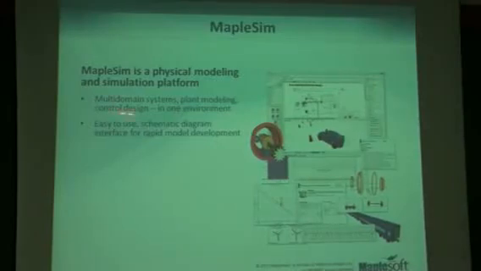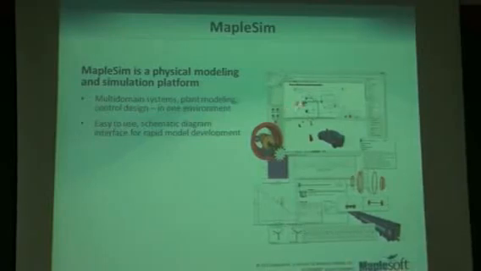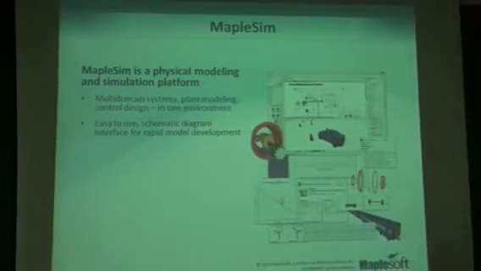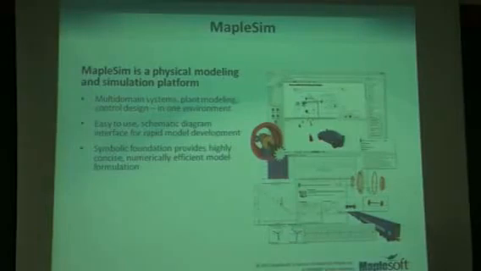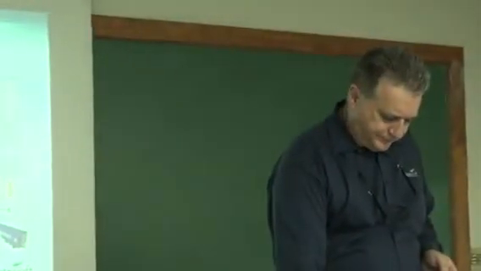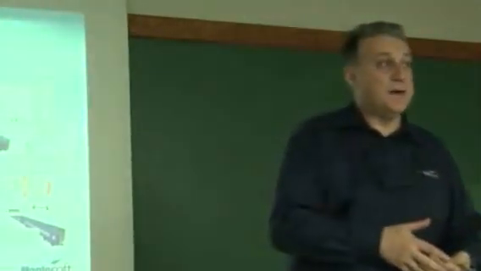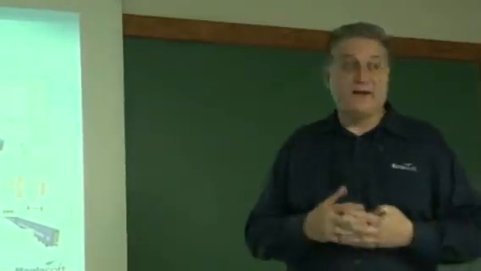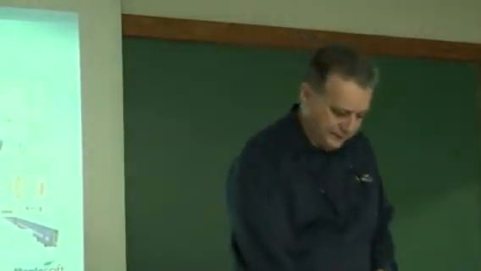It's a very easy to use schematic diagram to allow you to put these components together. And then we're using the symbolic foundation of Maple to interpret this diagram and turn these into equations. So what you end up with are the equations of motion, or the equations that define the behavior of the system from that diagram. And of course, because it's integrated with Maple, you can leverage the power of Maple in terms of doing any kind of analysis on the model inside of Maple.